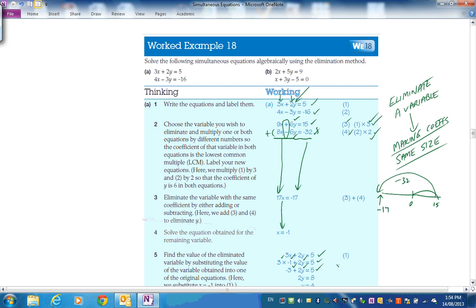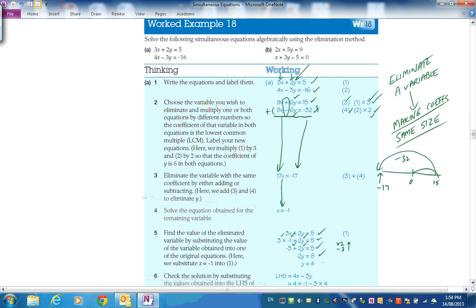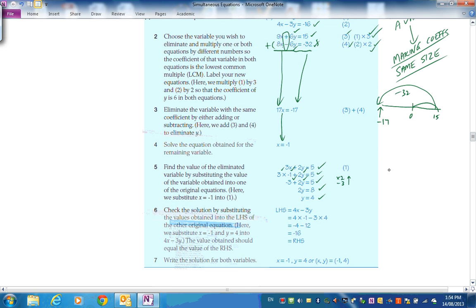What's been done to y? It's been multiplied by 2. 3's been taken away. Let's reverse it. Add 3 to both sides, you'll get 8. And we'll just come down here a little bit, and dividing by 2 you get 4. And then we will check it this time back in the other equation, which is 4x take 3y on the left hand side. And let's stick negative 1 in for x. 4 times negative 1, take 3 times the y, which is 4, and we get negative 16, which checks as the right hand side.